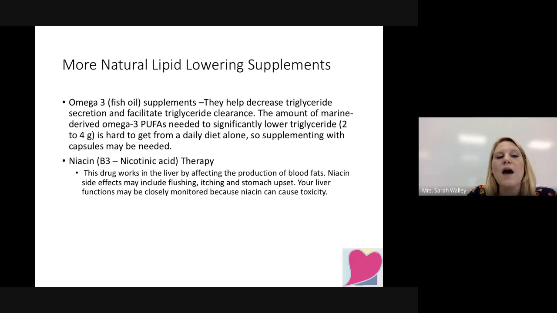And then niacin or B3, nicotinic acid. This drug works in the liver by affecting the production of fats. Niacin side effects may include flushing, itching, and upset stomach. Your liver functions may be closely monitored because niacin can cause toxicity. You have to be careful with that.